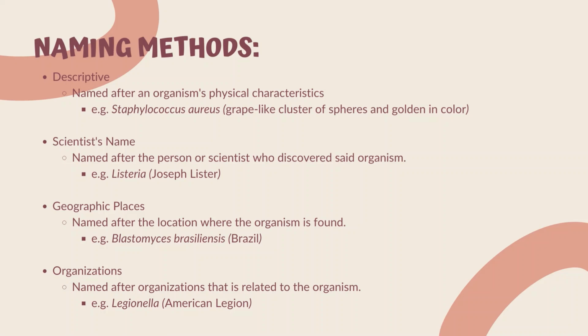Next is geographic places, which names an organism based on the location where it was found. An example would be Blastomyces brasiliensis, which is an organism found in Brazil. And the last would be organizations, which names organisms based on organizations they're related to in some way. An example would be Legionella, which is an organism related to the American Legion.